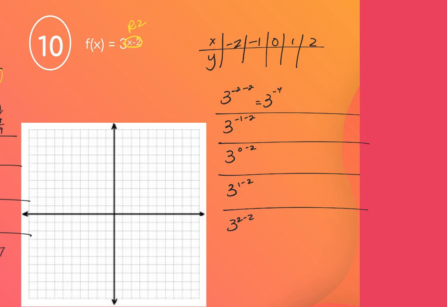3 to the negative 4th is 1 over 3 times 3 times 3 times 3, which is 1/81. 3 to the negative 3rd, 1 over 3 times 3 times 3, 1 over 27. 3 to the negative 2, 1 over 3 to the 2nd, which is 1/9. 3 to the negative 1, 1/3. 3 to the 0, 1.